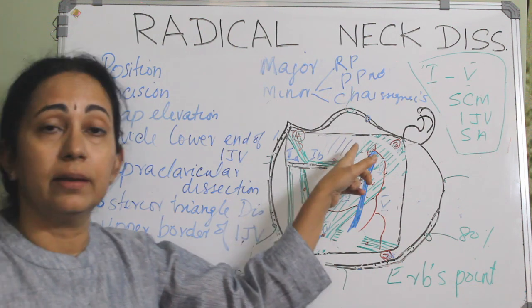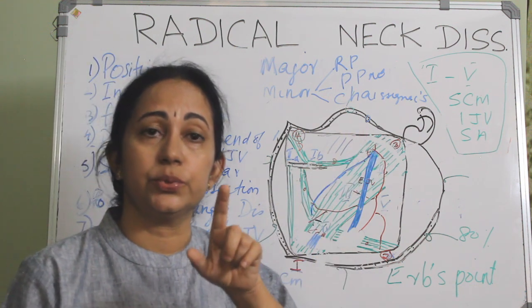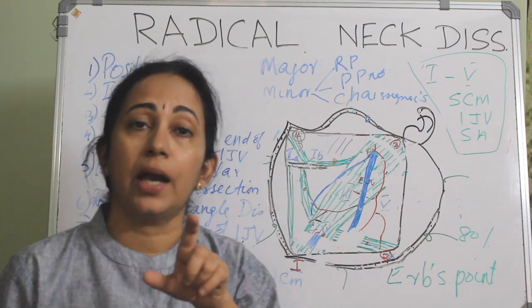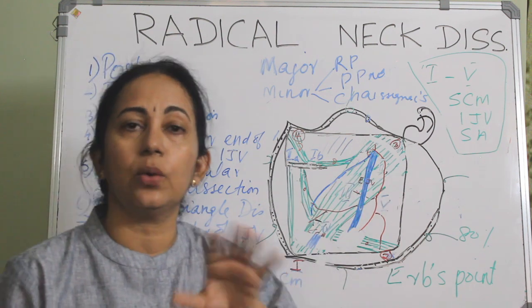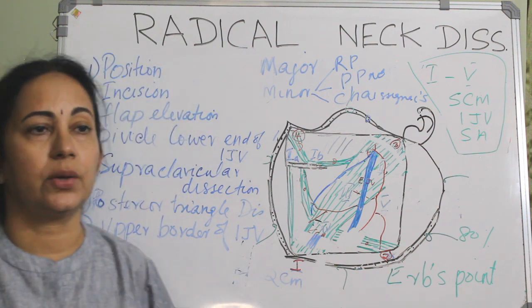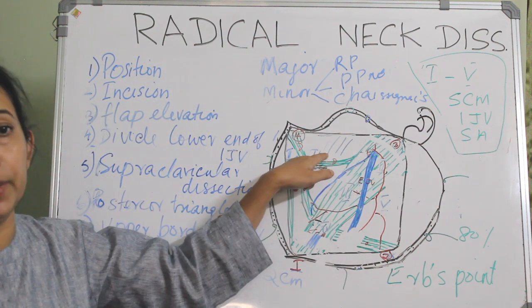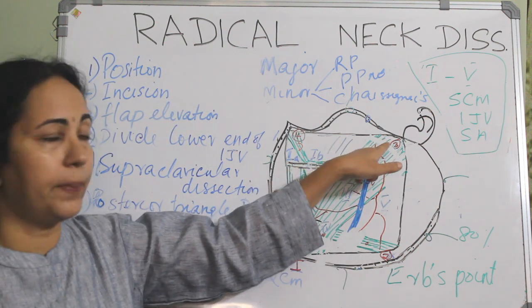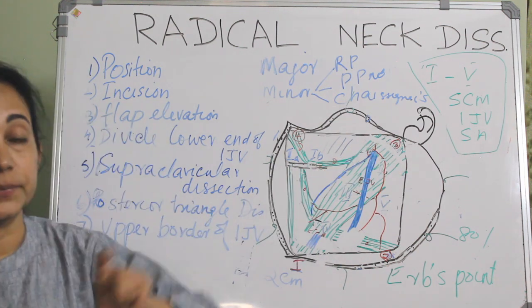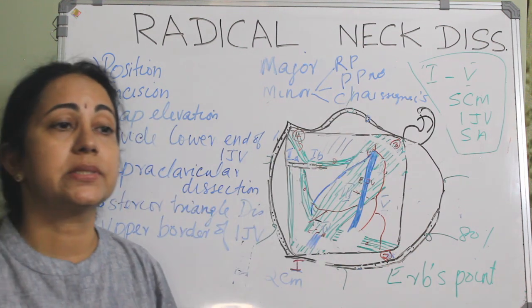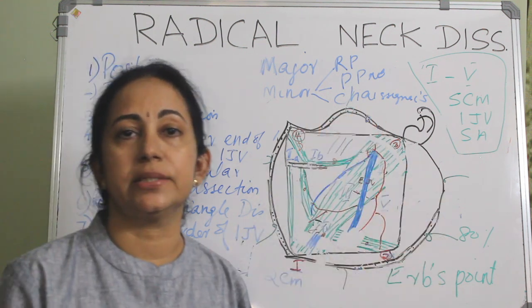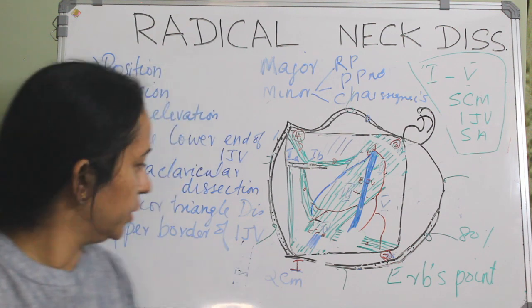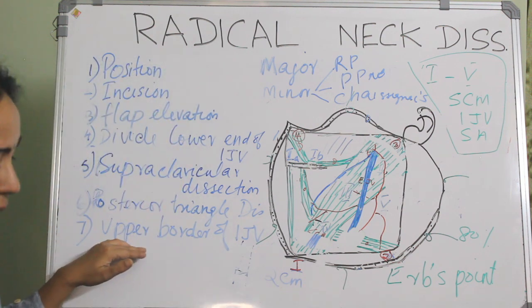Okay, there care should be taken to preserve the hypoglossal nerve, because the hypoglossal nerve turns sharply over the branches of the external carotid artery to reach the submandibular triangle. So at the upper end of IJV, care should be taken to preserve the hypoglossal nerve, and along with that remove the retropharyngeal and parapharyngeal lymph nodes. Okay, so that is with the upper border of IJV.